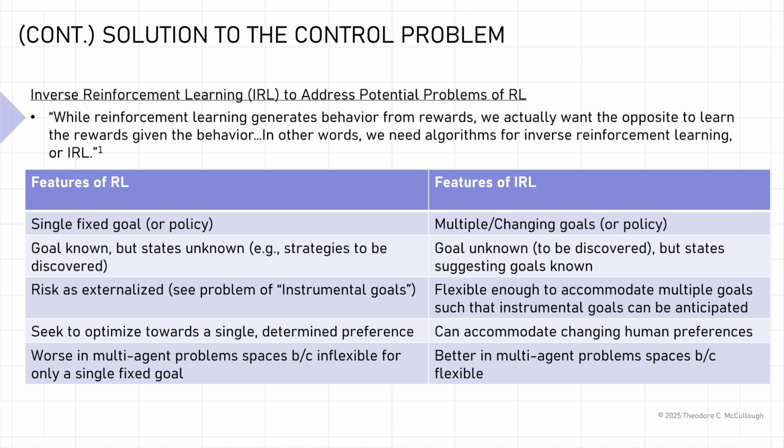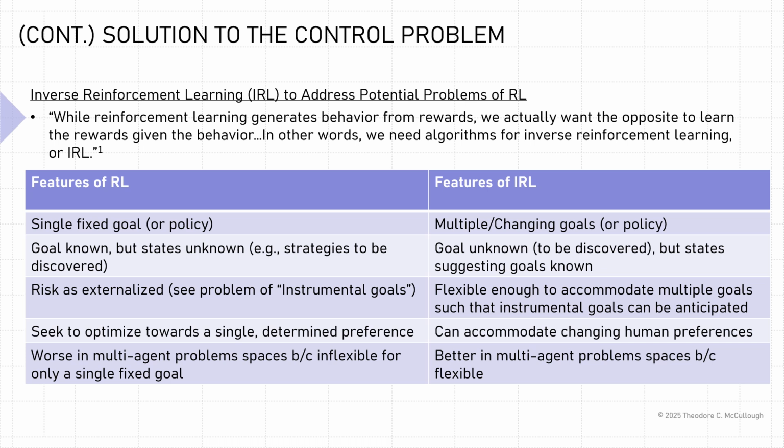So to compare and contrast reinforcement learning with inverse reinforcement learning: whereas reinforcement learning has a single fixed goal or policy that's sought to be attained, IRL has multiple or changing goals or policies. Whereas reinforcement learning's goal is known, but the states and strategies to be discovered to reach that goal are unknown, with IRL, the goal may be unknown, but the states may be known that would suggest the goal. With reinforcement learning, risk is externalized, and this is really the problem of instrumental goals as a part of the control problem. With IRL, you're flexible enough to accommodate multiple goals such that instrumental goals can be anticipated.